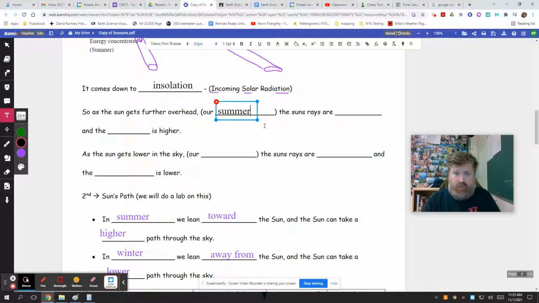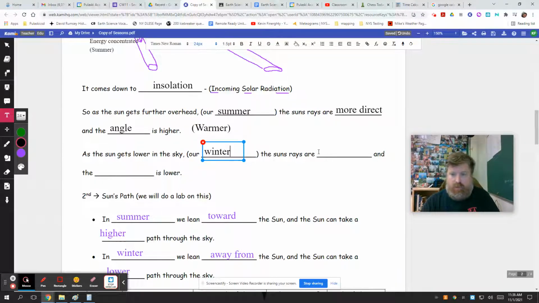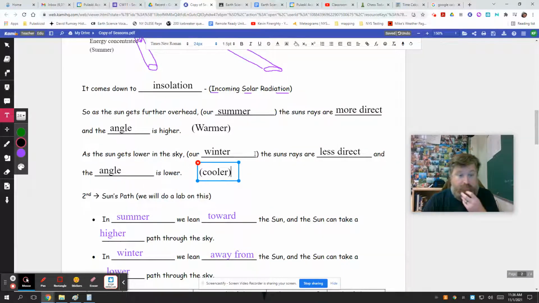So to sum up what we just did, as the sun gets further overhead, which is our summer, the sun's rays are more direct and the angle is higher. Therefore, it's going to be warmer. As the sun gets lower in our sky, which is our winter, the sun's rays are less direct and the angle is lower, which leads to it being cooler in winter. Okay?